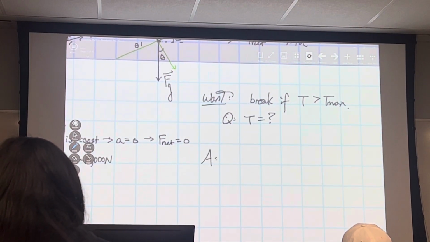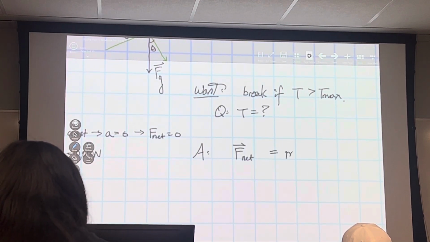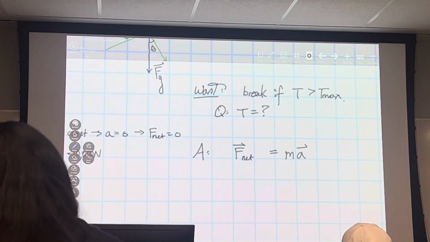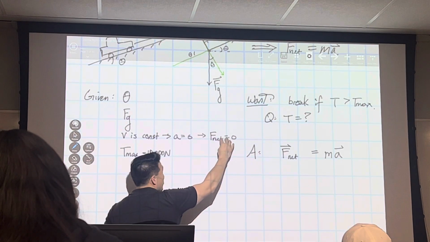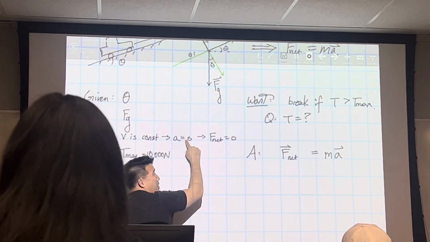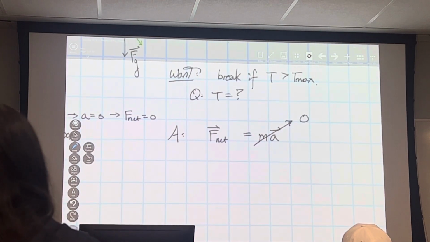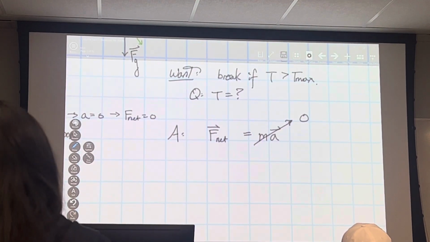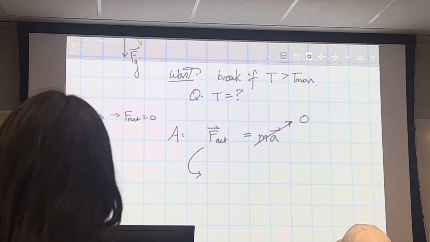So to answer this question, we begin with Newton's second law. F net is equal to mass times acceleration. Well, we look at what's given in the problem statement. We know that the acceleration is equal to 0. Therefore, this is equal to 0. So the right-hand side is taken into consideration. Now we just need to look at the left-hand side.